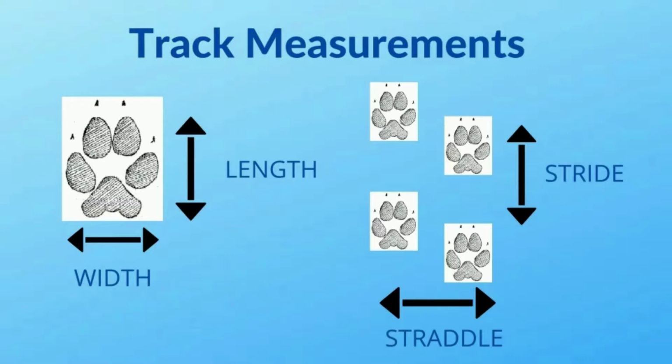To use your guidebook effectively, you will need to take a few measurements, including how wide an individual print is and how long it is. 2 other important measurements include the straddle, which is measured from the outside of the left heel print to the outside of the right heel print. You can think of it as the width. And another measurement called the stride, which is measured from the toe pad of one track to the toe pad of the next track on the same side. And you can think of it as a distance between steps.